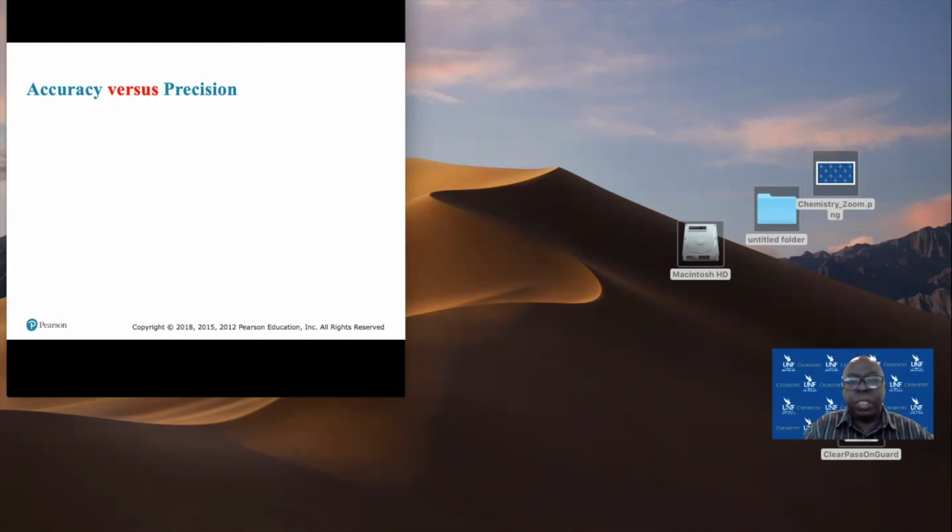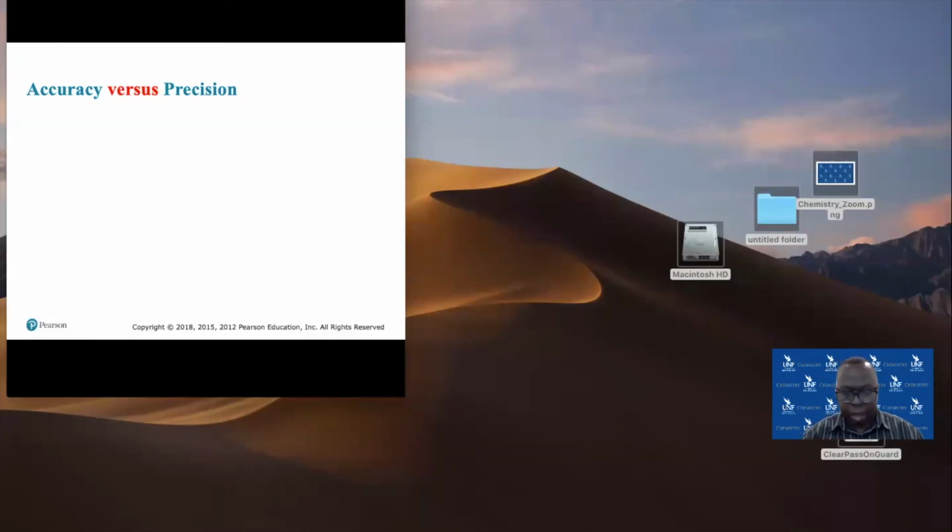Versus precision is saying the truth over and over. So this term right here, accuracy, is how close a single measurement in a series of measurements is to the true value. Whereas precision is a measure of how close a set of data is to one another. So this one compares data to data within a set, whereas accuracy compares one measurement in a set of measurements to the true value.